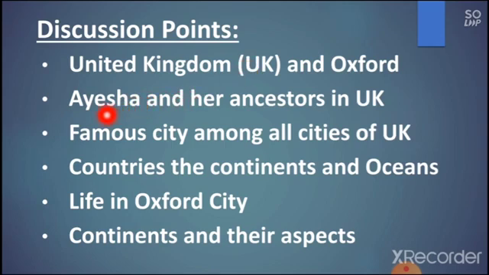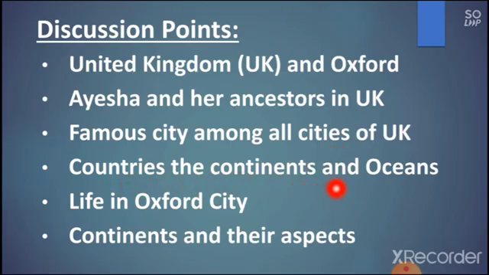Okay, now the second one: Aisha and her ancestors in UK. Before Aisha was born, her elders came to the UK. Famous city among all cities of UK: Oxford, where Aisha used to live. Oxford is a well-known city of UK.